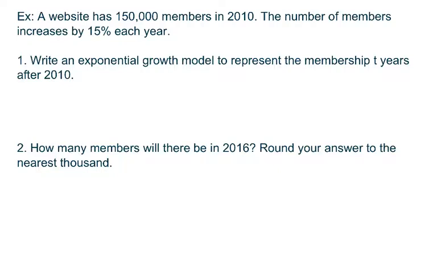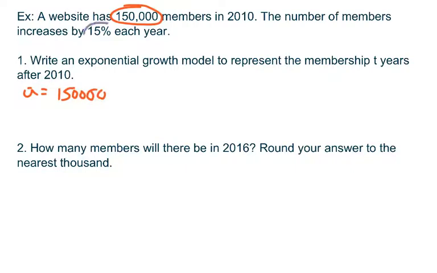Our website has 150,000 members in 2010. The number of members increases by 15% each year. All right, so question number 1, write an exponential growth model to represent the membership T years after 2010. So this one's a little bit different. We still have our initial amount, 150,000. So we'll just kind of lay this out. A is equal to 150,000.